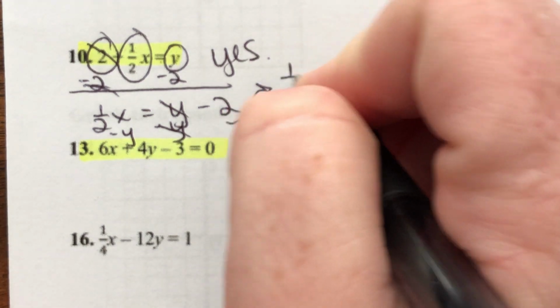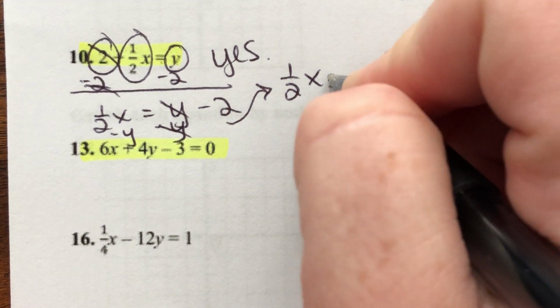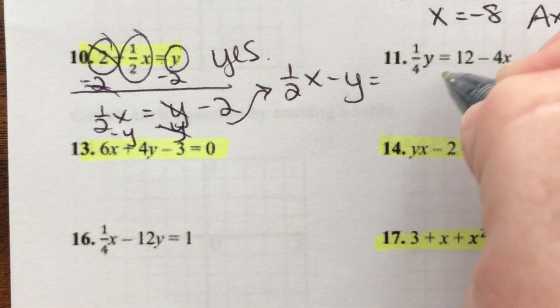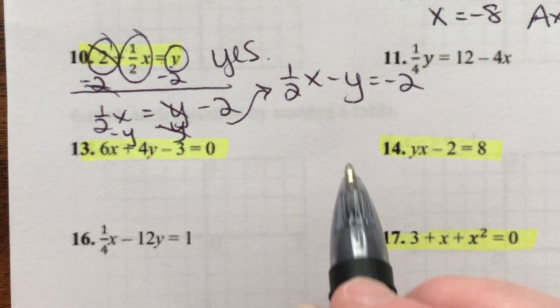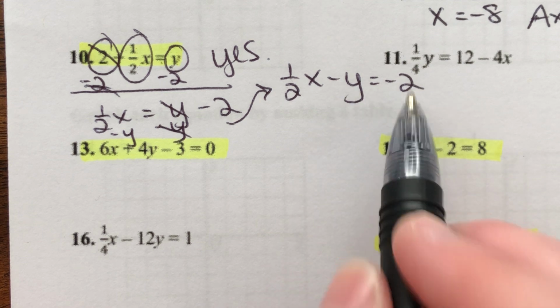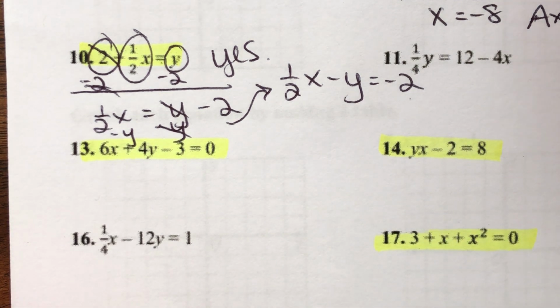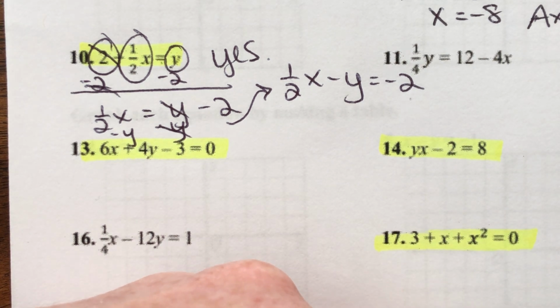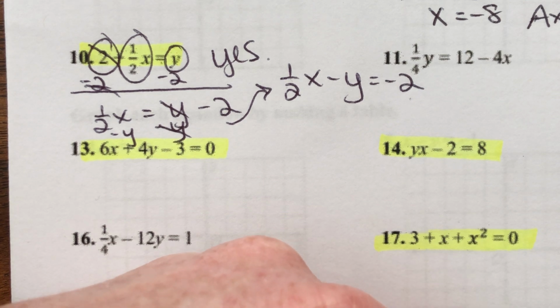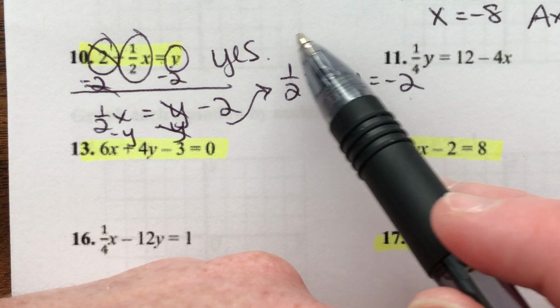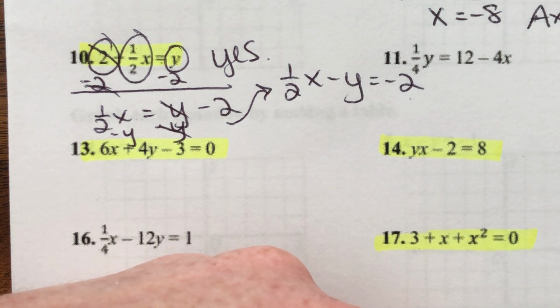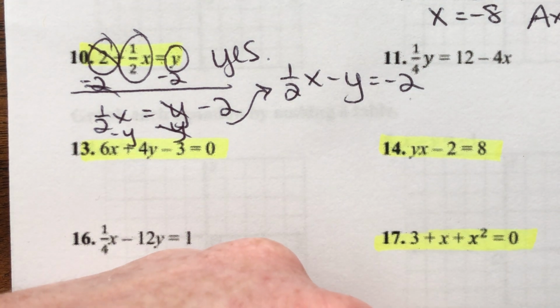And I get 1/2 x minus y equals, what, -2? All right, so here's my equation, ax plus by equals c. Fantastic. But the other rule for standard form is that you cannot have a fraction. A cannot be a fraction, okay? Really, none of them should be, a, b, or c, but the rule is that a cannot be a fraction. So how do we make this not a fraction?